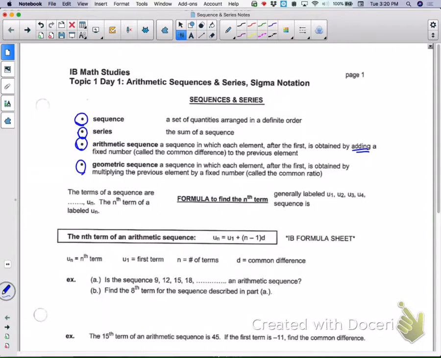So I'm not really sure why. Actually, I do know why. I transferred this from a PDF to a Word document. So kind of right smack in the middle there, it says formula to find the nth term. We'll actually get to that in a second.